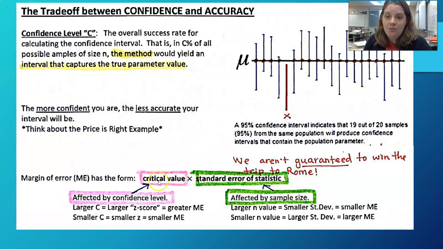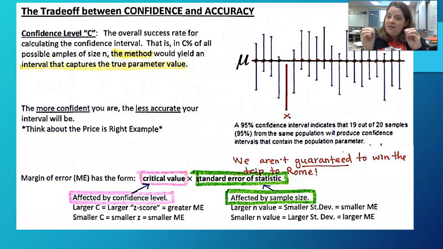So the margin of error has this form: critical value times the standard error of the statistic. It's the part after the plus or minus. The critical value, that's the z, is affected by the confidence level. The larger your confidence level, the farther out from 0 you have to go with your z-score, which gives you a larger z-score in the formula. So the more confident you are, the larger your margin of error, and the wider your interval is going to be. A greater level of confidence is a less accurate prediction. It's like saying the high temperature for the day is between -40 and 200 degrees. That's going to give us a less accurate guess.